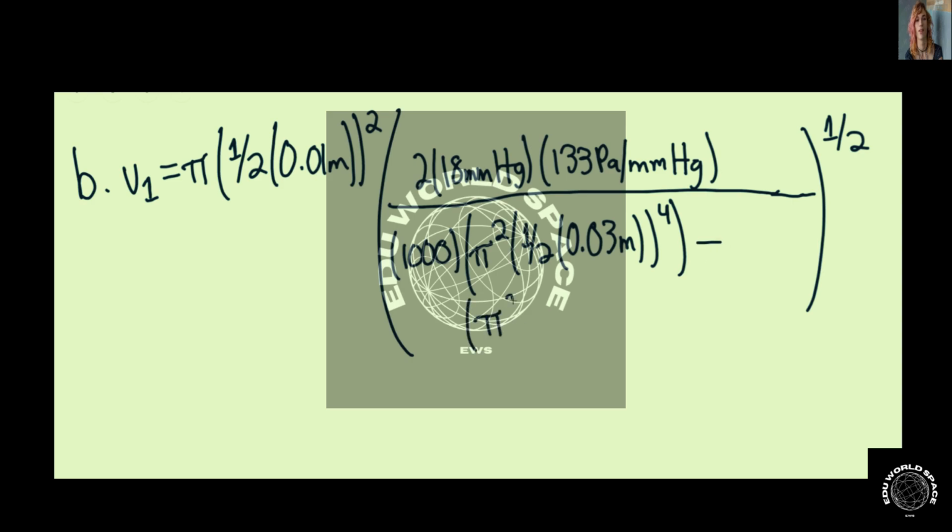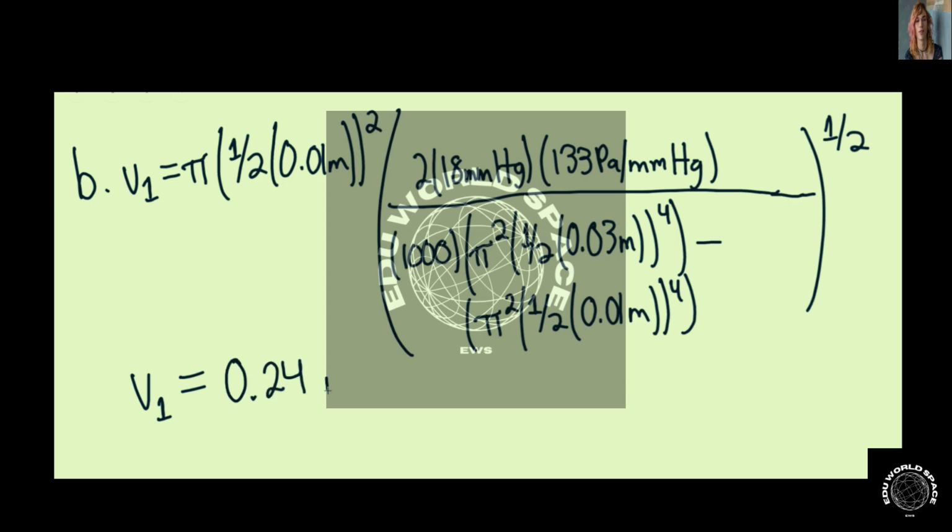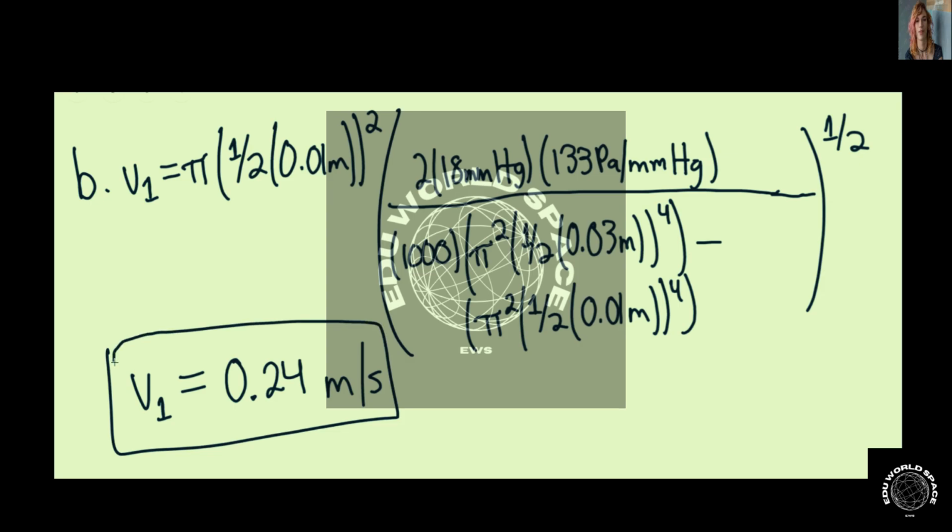And then minus pi squared times 1/2 of 0.01 meters. And this will be to the fourth close parentheses. So that's how you would find the flow speed V sub 1 after plugging this into any calculator. This would be equal to 0.24 meters per second. So this would be our final answer for part B.